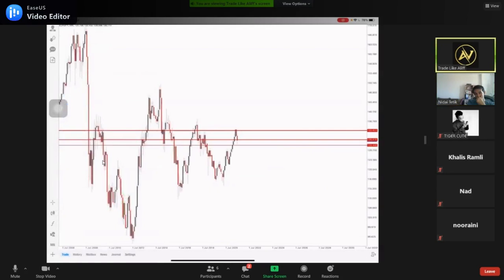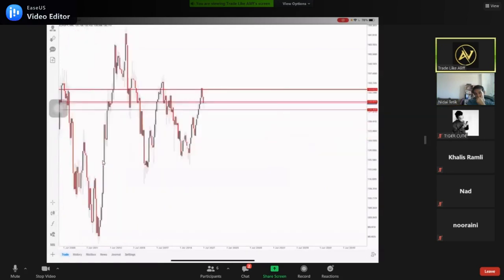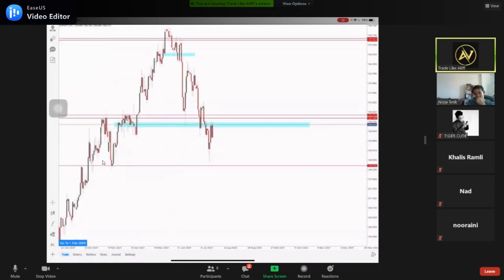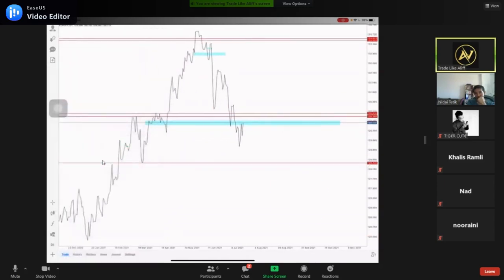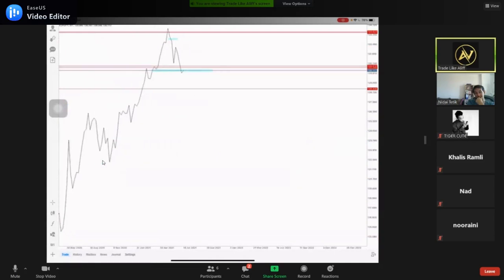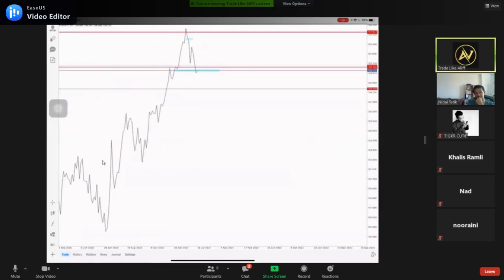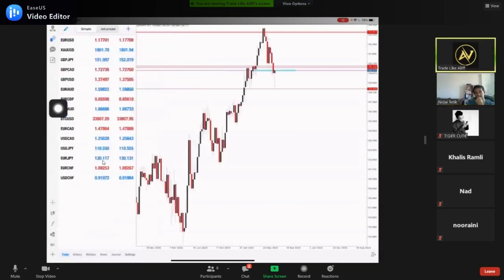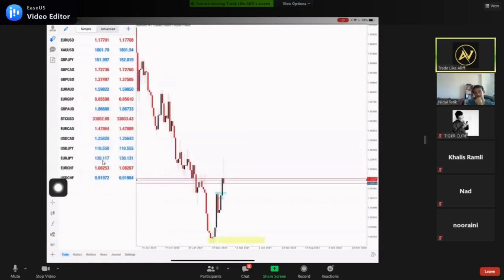Next week is going to be an interesting week. We're going to see either market is going to continue up or continue down. So we go to another currency pair for us to study. I think USD CAD is nice.